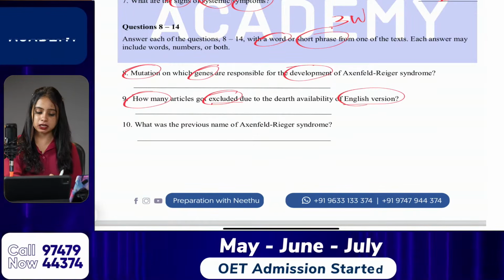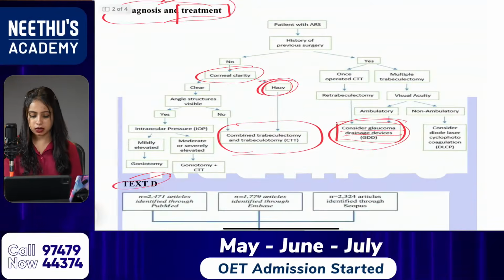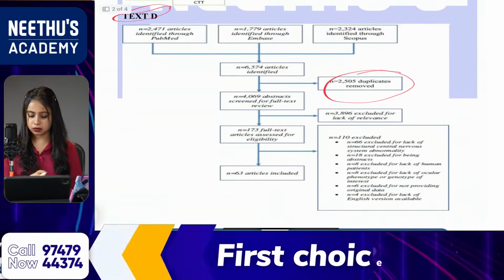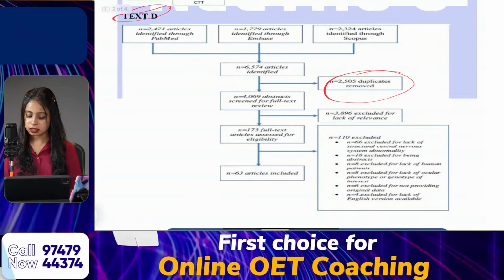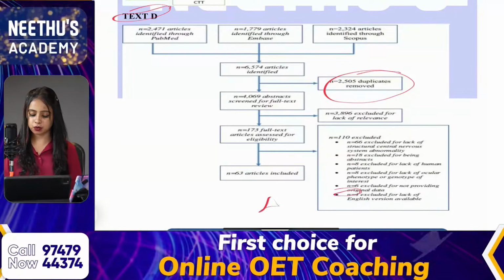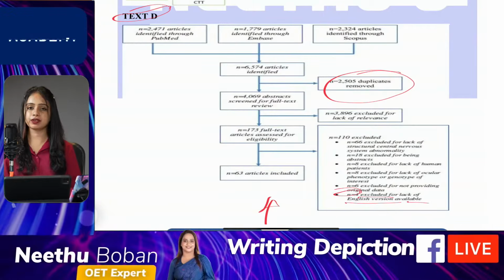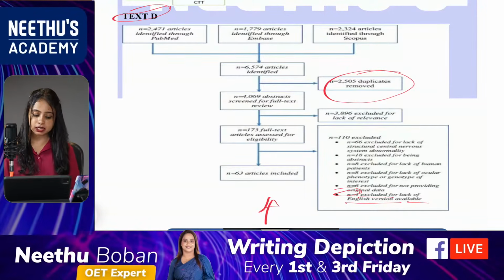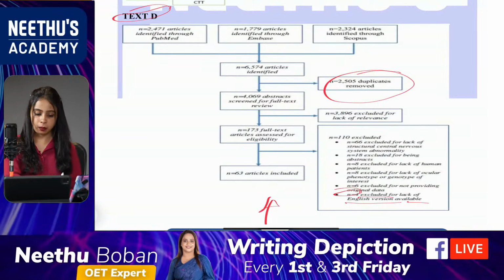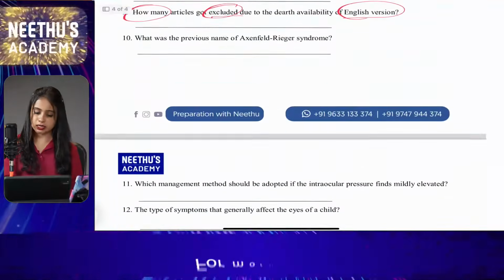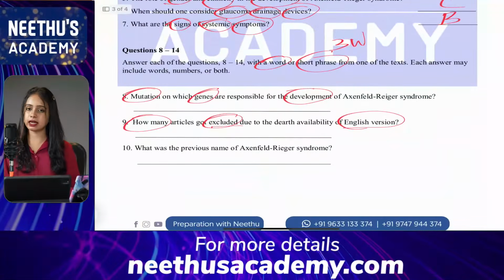And I'm searching for my keywords, and I know that it is from text D. Okay, so here see 4. My answer is 4. Why is it 4? Excluded for the lack of English version available. Okay, so very good, Tessie. Leah, it is 4. So answer is 4. Then 10th one.